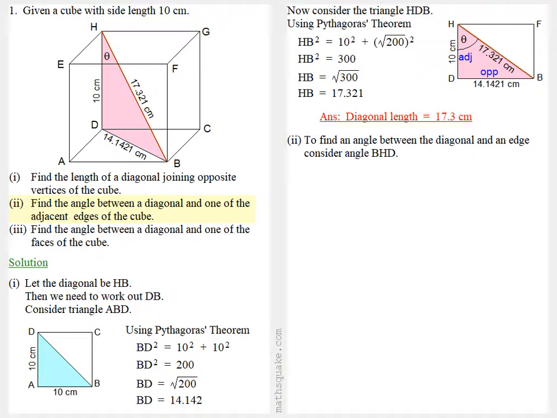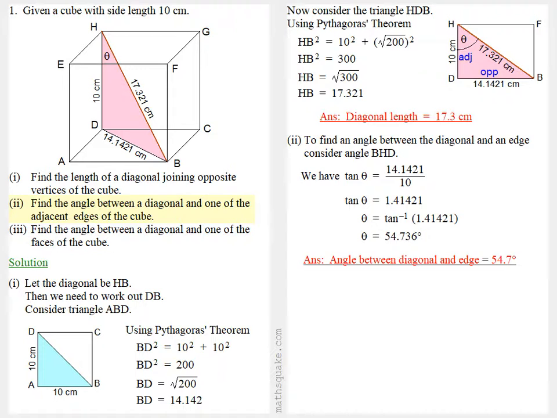Now we know the tangent is the opposite over the adjacent. So tangent of theta is equal to 14.1421 over 10, or the tangent of theta is 1.41421. So theta is the inverse tangent of that, and from a calculator we get theta is 54.736 degrees. If we round that off to 1 decimal place, we have the angle between the diagonal and an edge is 54.7 degrees.